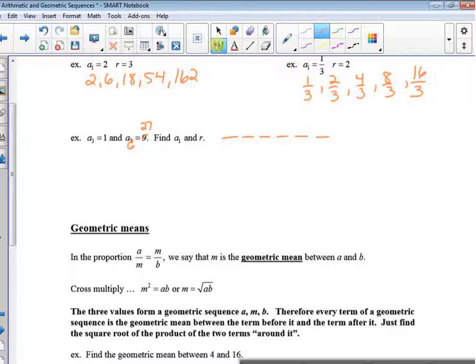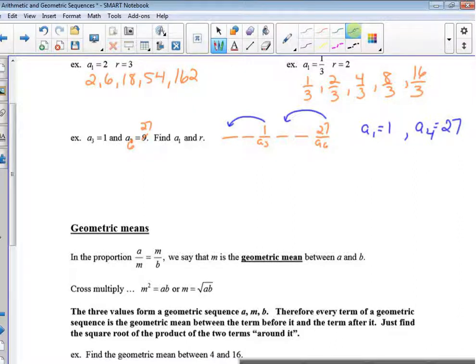Okay, so I know A sub 3 is 1, and I know A sub 6 is 27. So again, if I just shift these over 2, then I would have temporarily that A sub 1 is equal to 1, and A sub 4 is equal to 27, okay?